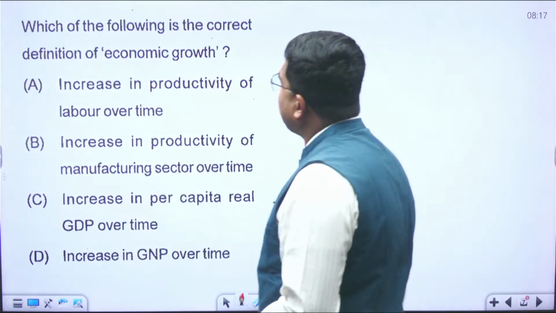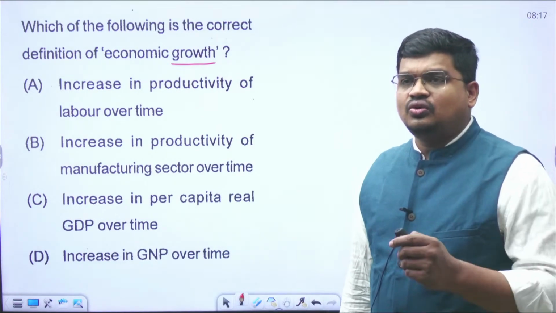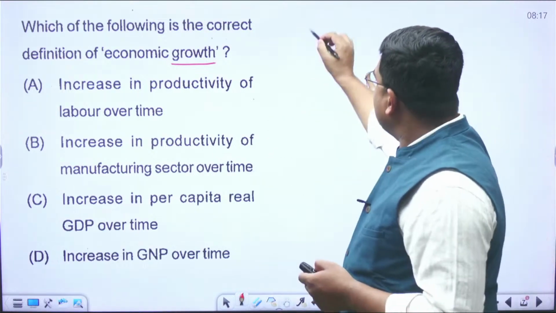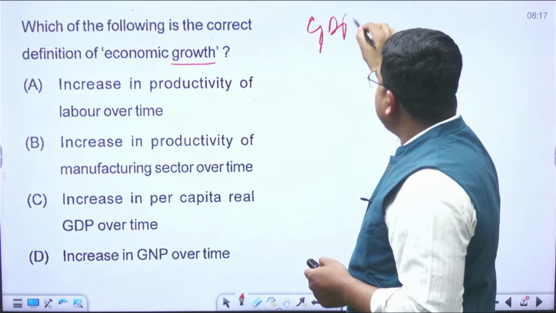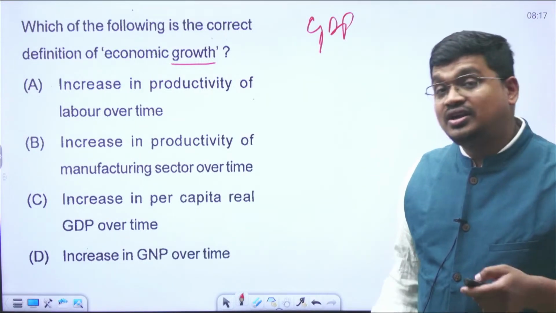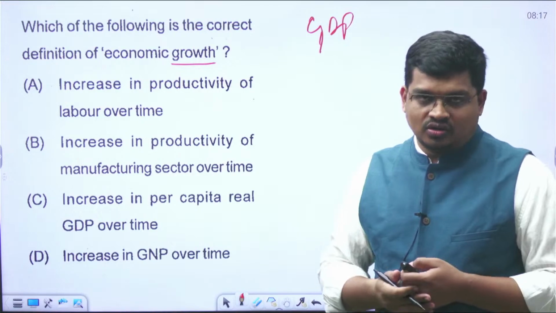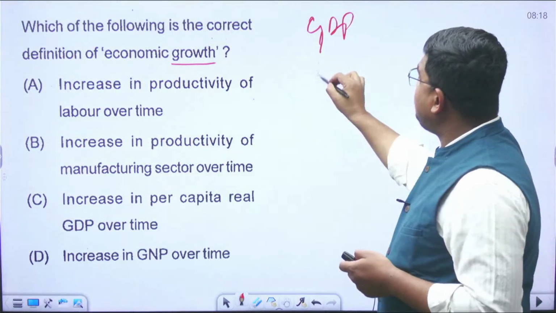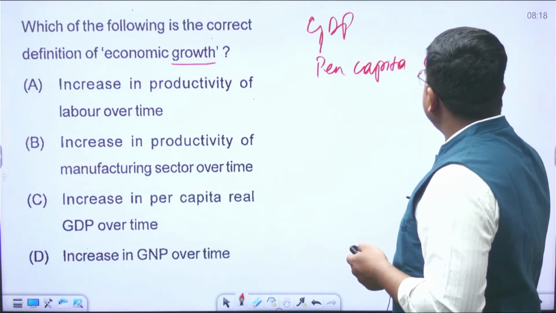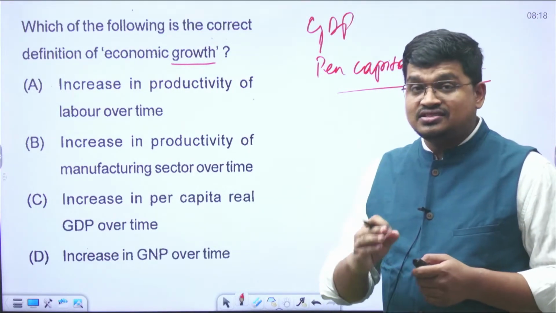Which of the following is the correct definition of economic growth? Economic growth, as I told you, one component is GDP. If you see the economic growth definition and its components, one component is GDP. If there is growth in GDP, then you can say economic growth is happening. And what exactly is GDP? The value of goods and services produced in an economy. And the other aspect is per capita income, that should increase. Increase in the per capita income.